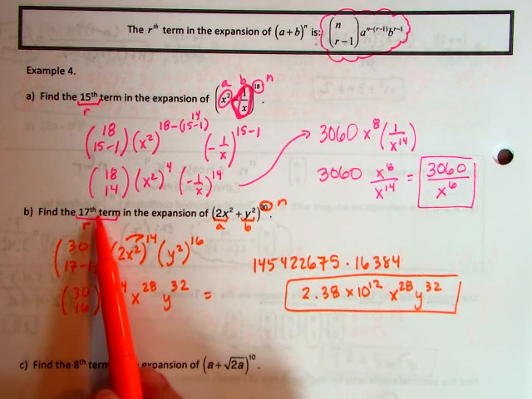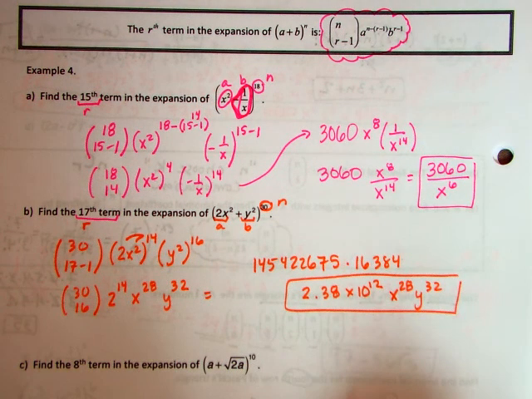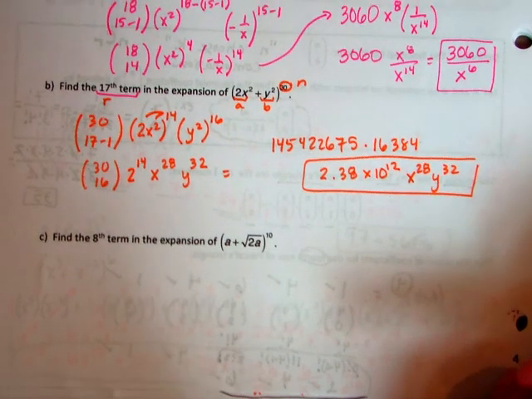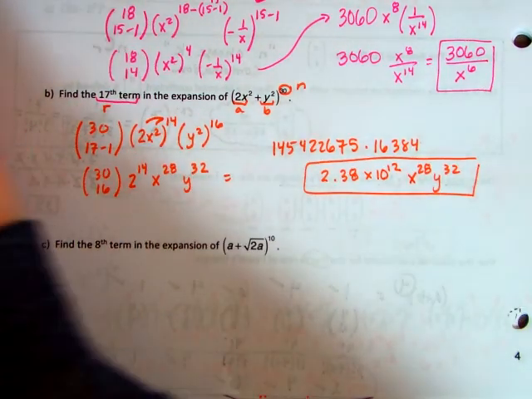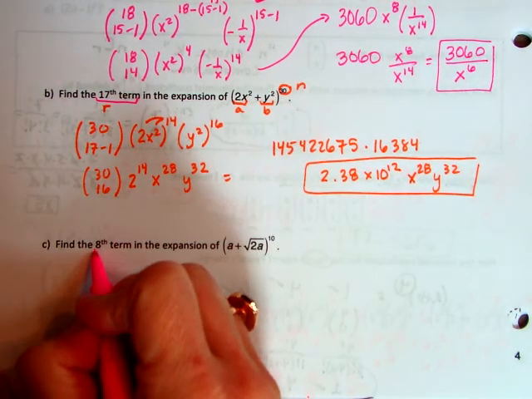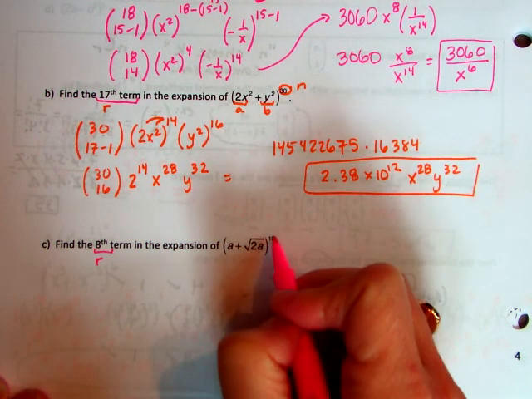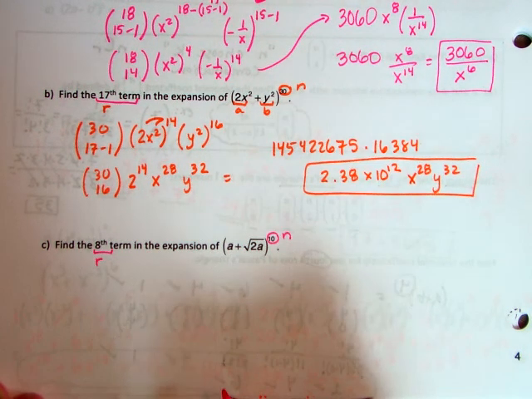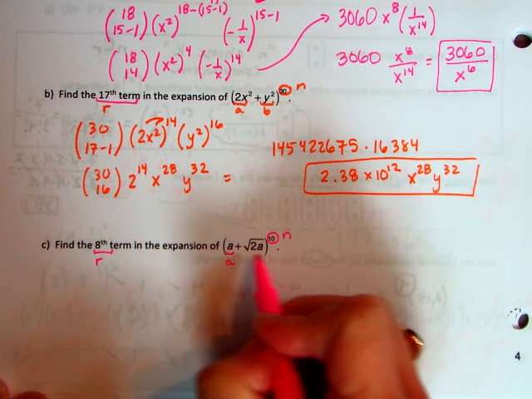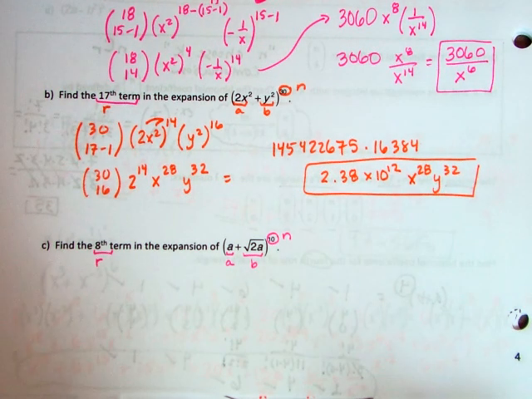Okay. Last example, find the 8th term. Okay, so that is r, here is n, a is just a in this case, and b is that whole thing. Okay, I'm going to go through this. It might be easier to switch this radical to an exponent. Let's rewrite the square root as raised to the 1/2 power. I think that might be easier.